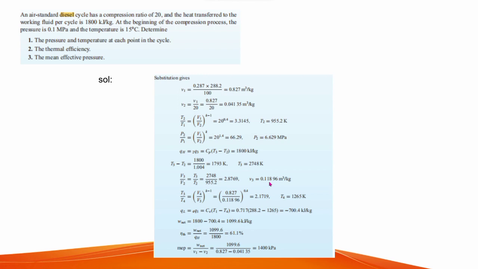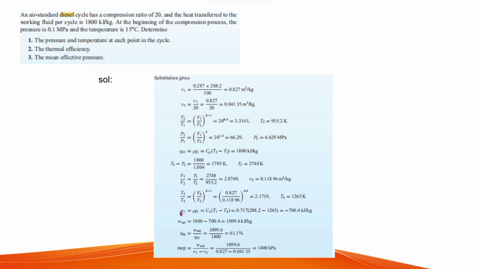And then to solve for our T4, we have the formula T3 over T4 is equal to V4 over V3 raised to k minus 1. Substituting our givens, we have 0.827 over 0.11896 raised to 0.4, which is equal to 2.1719. So the value of our temperature T4 here would be 1265 Kelvin.